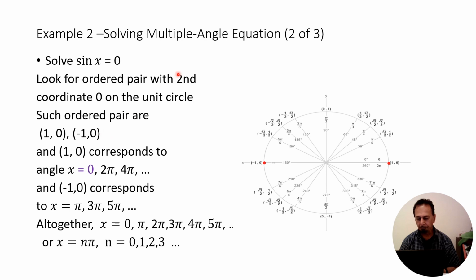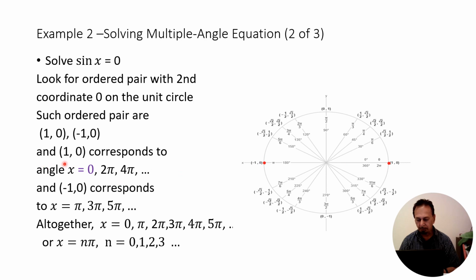So now we solve sine x equal to 0. We look for ordered pairs with second coordinate 0 on the unit circle. So I think that's here: (0, 1, 0) and (-1, 0).